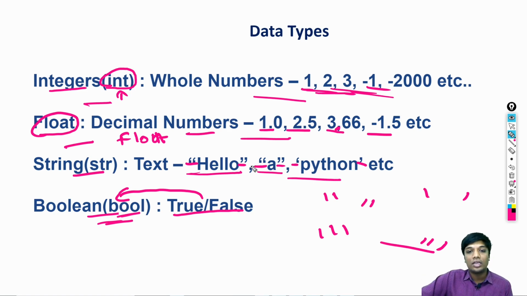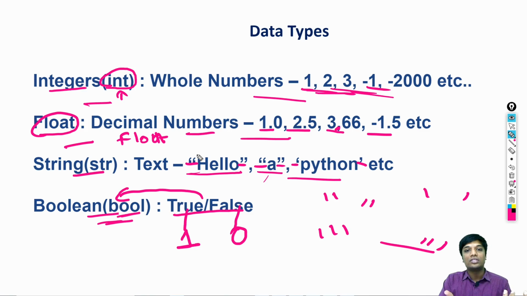And one more important thing guys, by default Python will assume true as 1. Generally true is considered as 1 and false is considered as 0. This is a very important point to understand. 1 and 0 also we can call it as true or false, either 1 or 0, binary, and string and float. So these are the various data types present in Python.